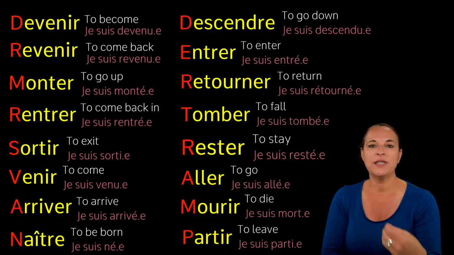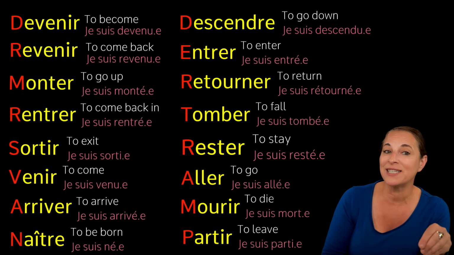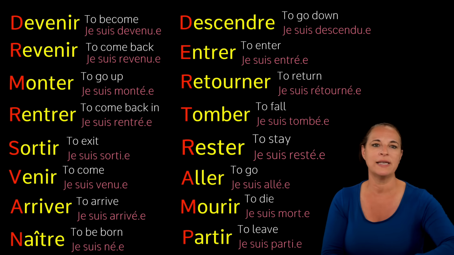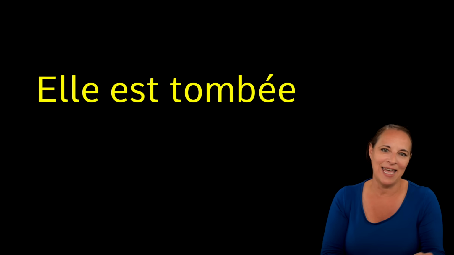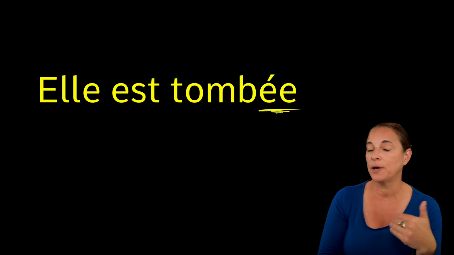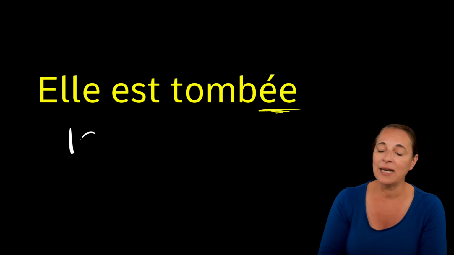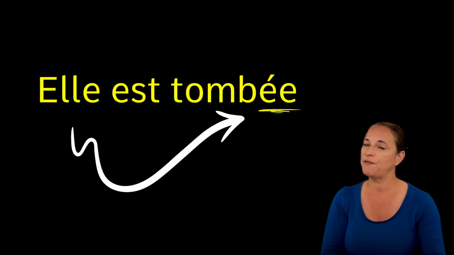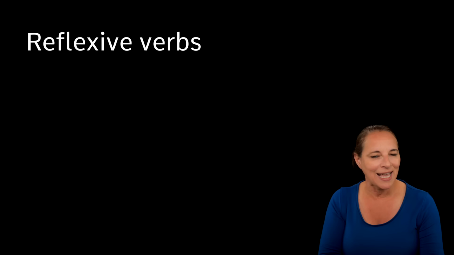So not only do these verbs use être in the past tense, but their past participle usually agrees in gender and number too, such as elle est tombée. As you can see, there is double E at the end of the past participle, which means that it takes two E's because elle is used as the subject. So it's feminine singular. The reflexive verbs use être as well.